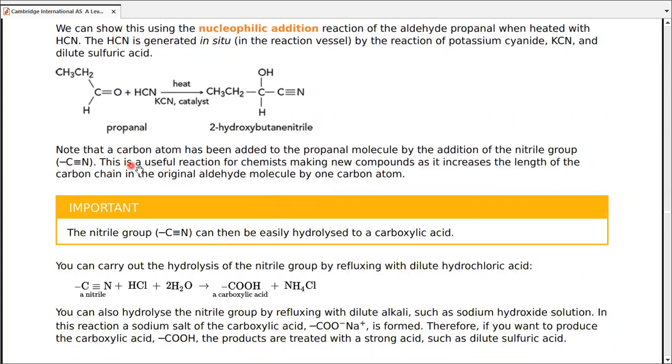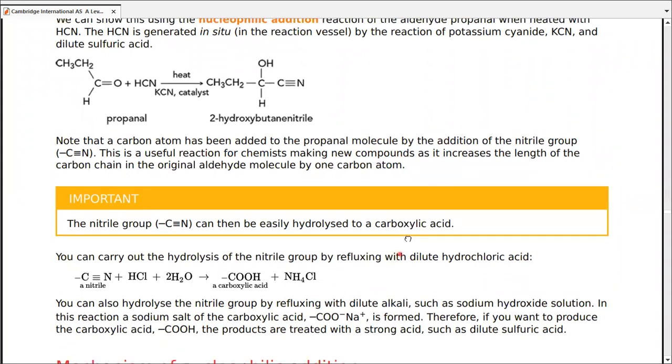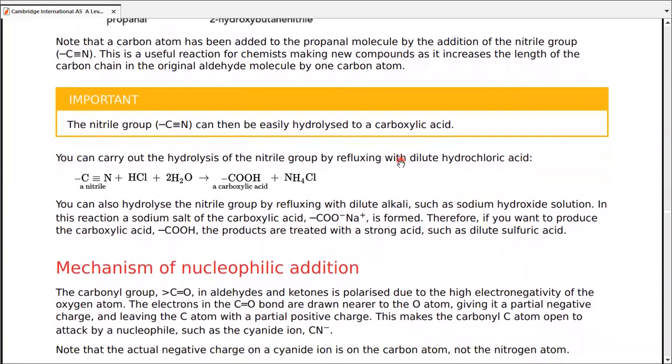Okay. So note that a carbon atom has been added to the propanal molecule by the addition of the nitrile group. Also, this is a useful reaction for chemists because it makes new compounds for them and increases the carbon chain length by one carbon atom. Remember, in the case of nitrile, that actually is a very, very important point. And you are going to use this important point to your advantage in organic chemistry papers.